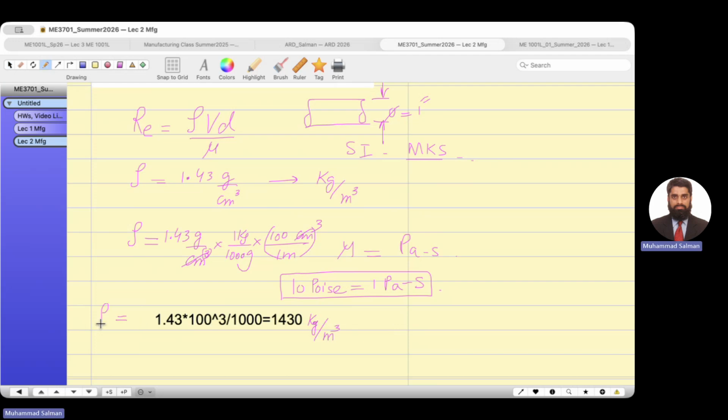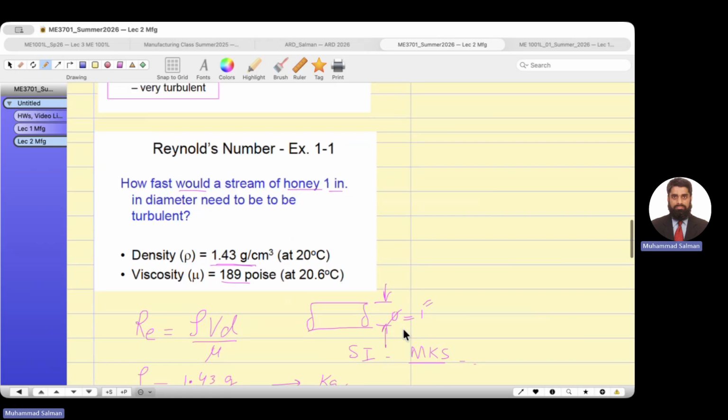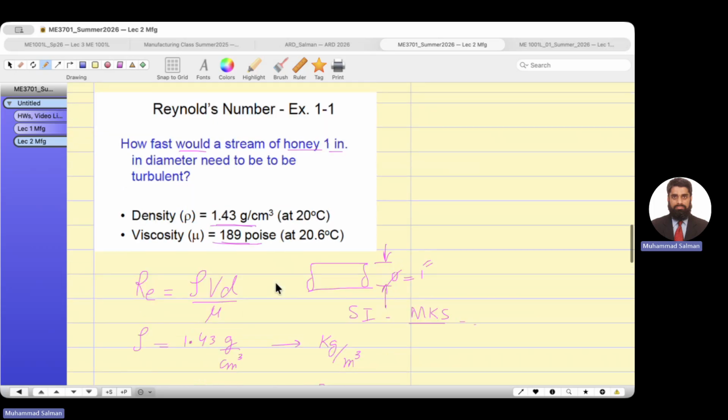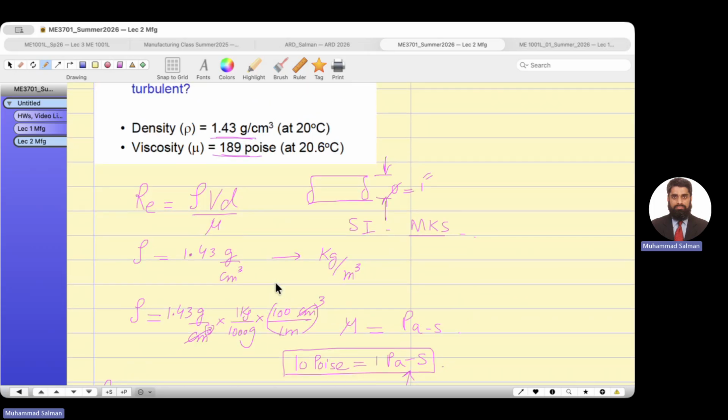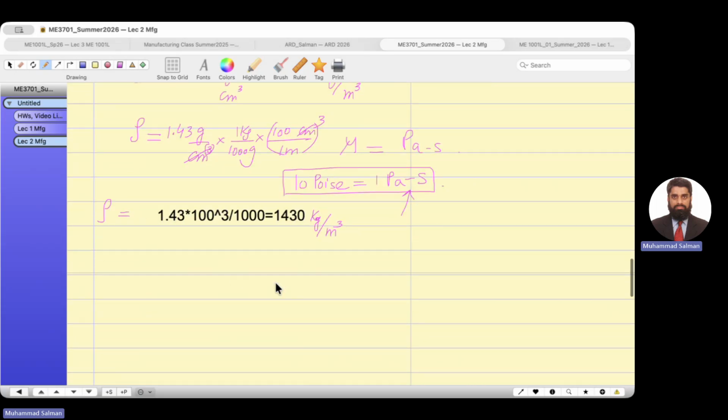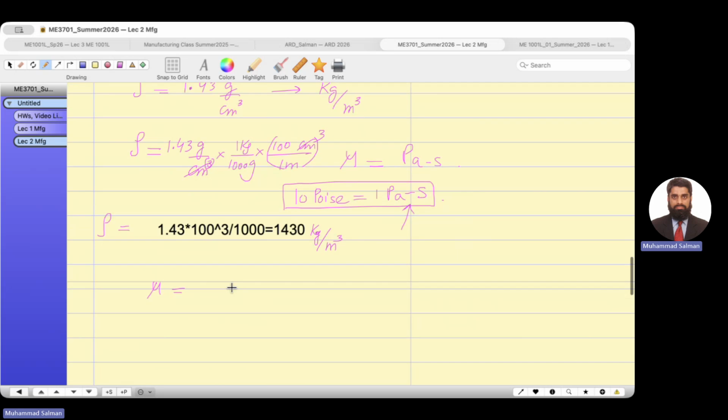And let's convert the viscosity into Pascal second. Now we know the viscosity is 189 poise at 20 Celsius. At higher temperature, the viscosity goes down. Okay, it makes sense. So temperature is also an important criterion for finding the viscosity here. Let me write down viscosity equals 189 poise, and 10 poise equals 1 Pascal second. So you will cancel poise with poise.